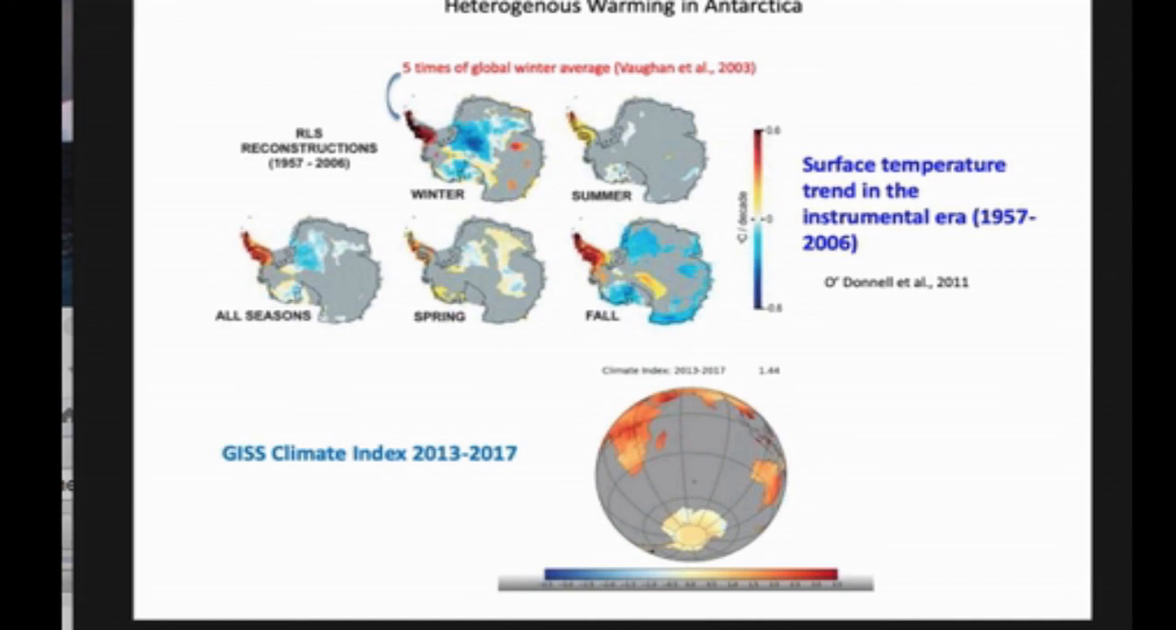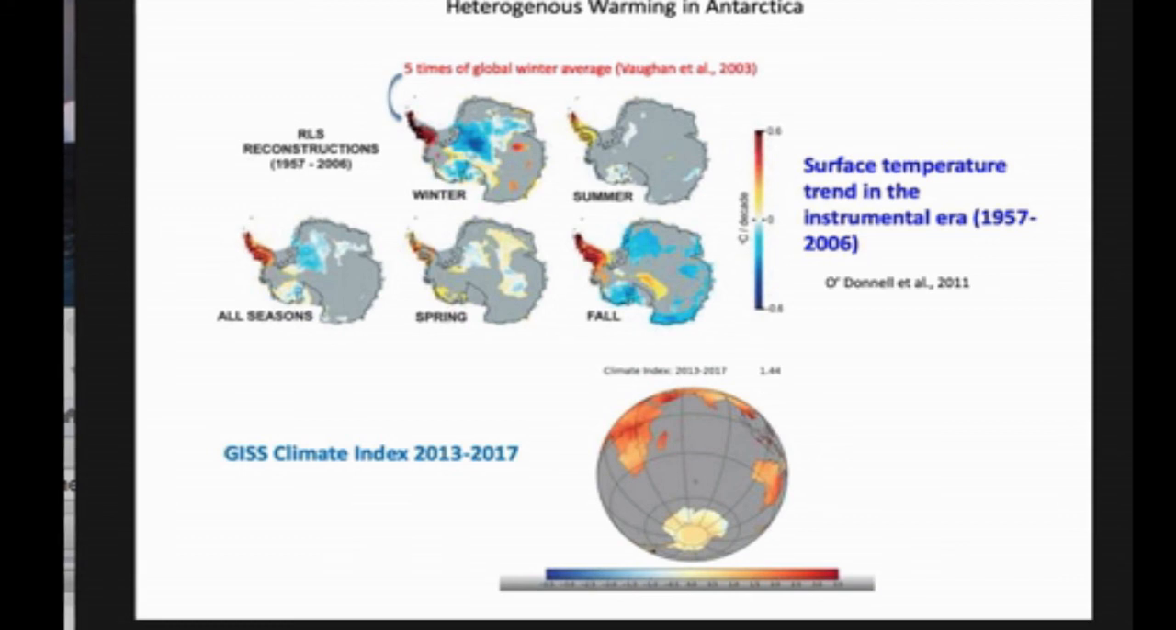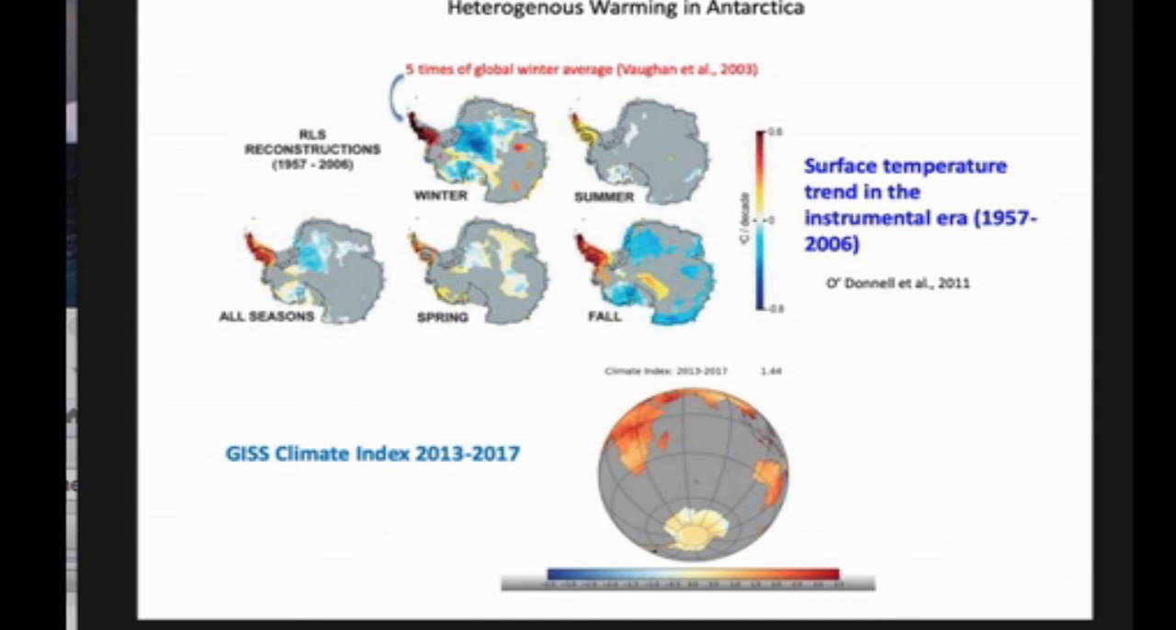And this is more updated. This is the climate index, 2013 to 17, and because this is widespread, the average is smoothed, we still see the blue part in the East Antarctic with cooling, but warming is more widespread. But the magnitude of warming cannot compare with the continents at lower latitude.